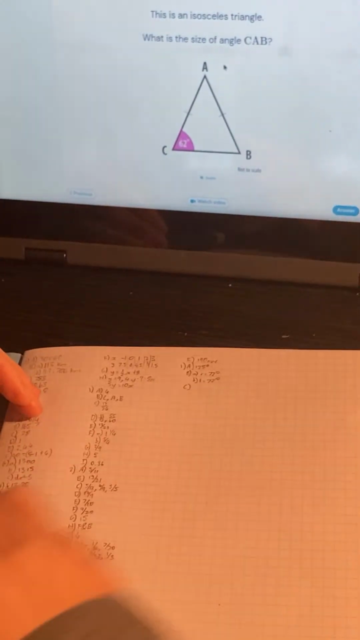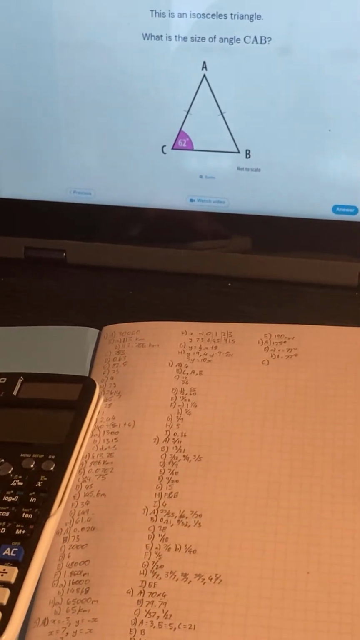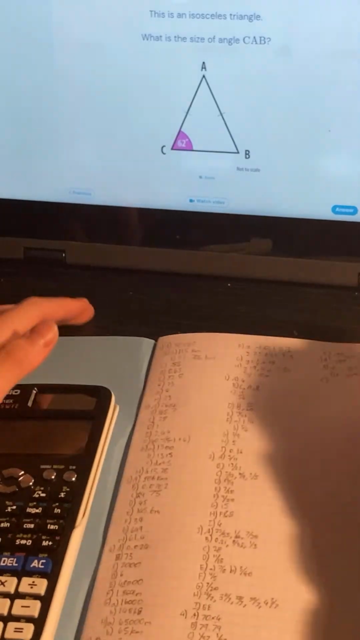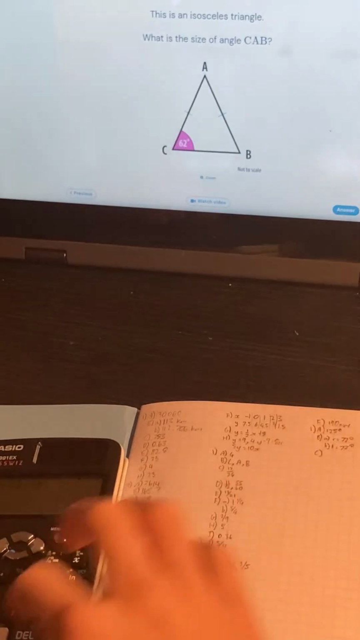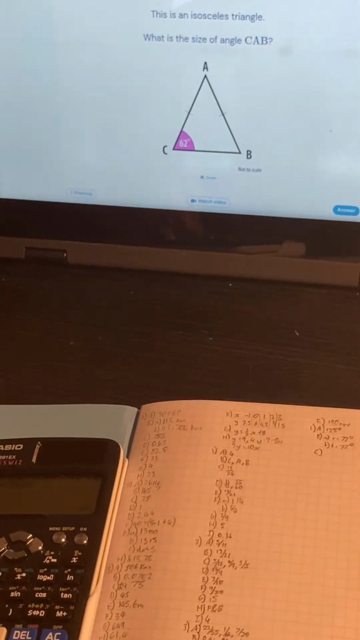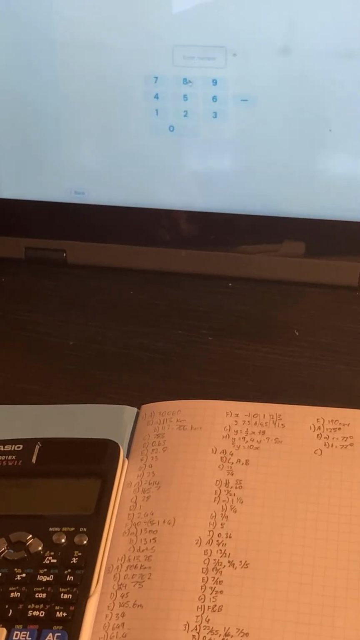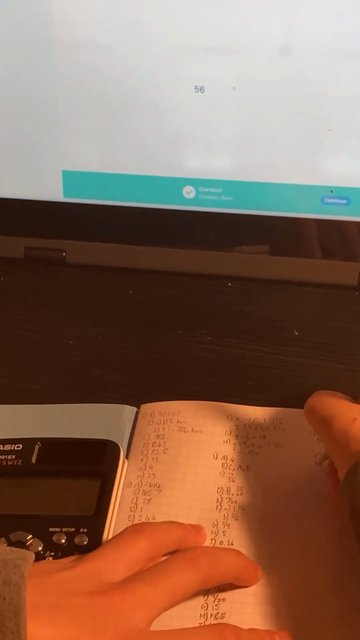This is an isosceles triangle. CAB: 180 subtract 2 times 62. 56. Oh. 56 degrees. D.